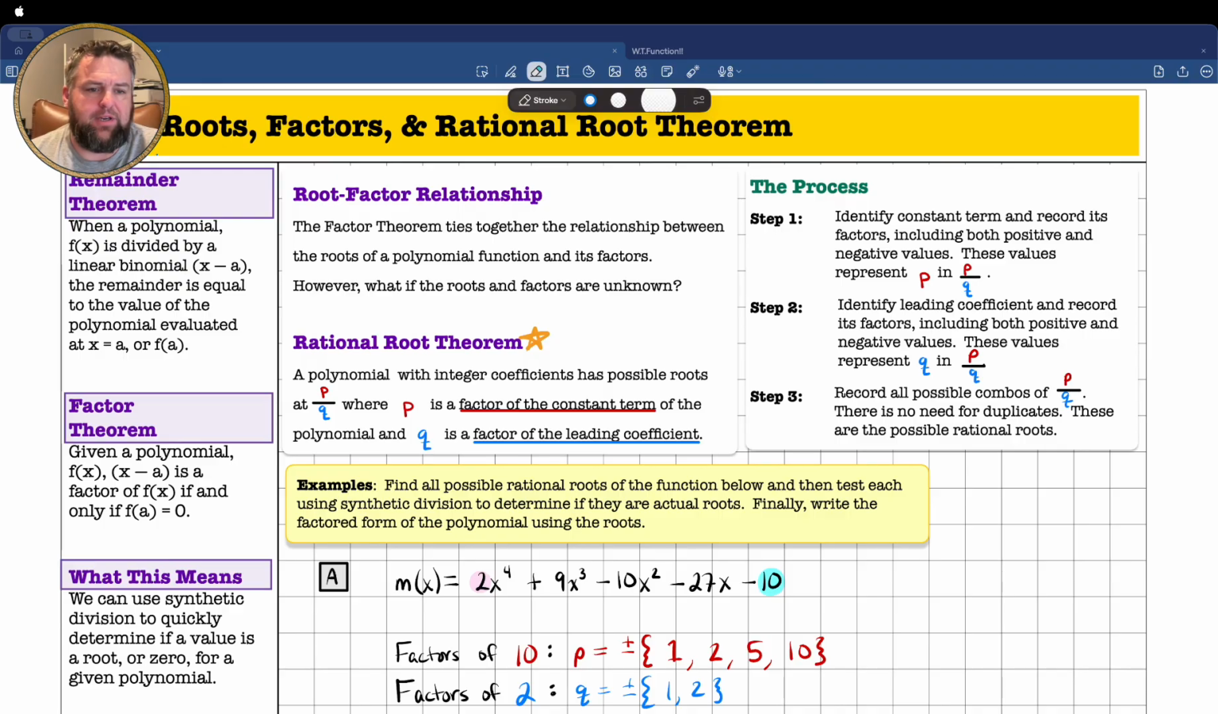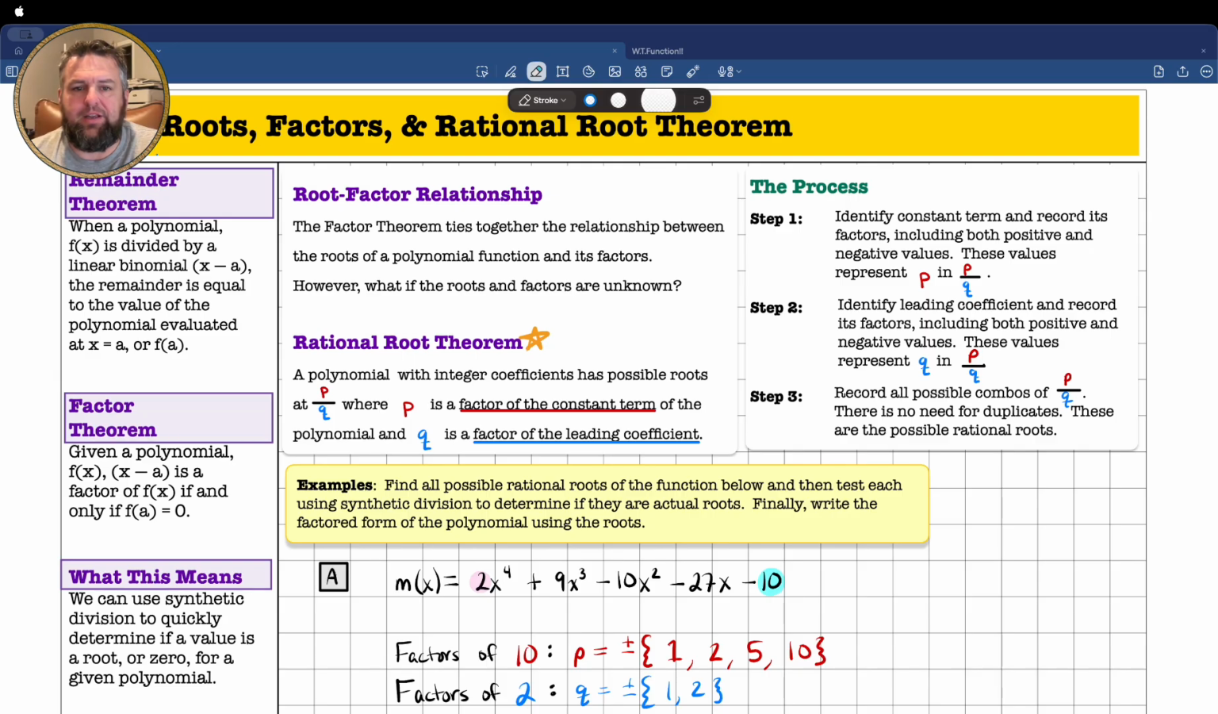The factor theorem stated that given a polynomial f of x, x minus a is a factor of f of x if and only if f of a returns 0. So what it means is we can use synthetic division to quickly determine if a value is a root or 0 for a given polynomial. So the factor theorem ties together this relationship between the roots of a polynomial function and its factors.